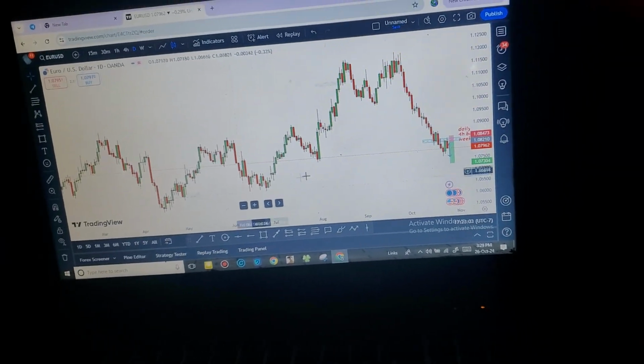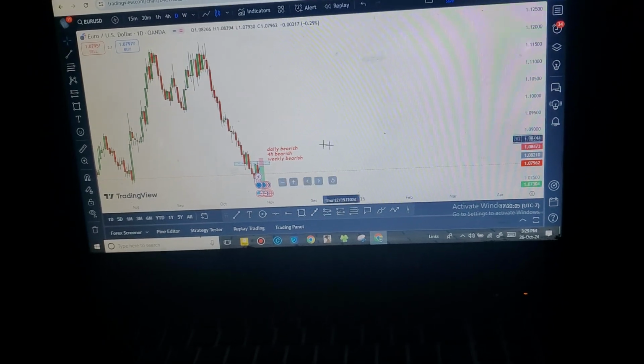So today we'll be studying how to read the trend of the market, how to know whether the market is bullish or bearish. If I want to know whether the market is going to sell or buy following a trend, if I'm in a bullish or a bearish trend.